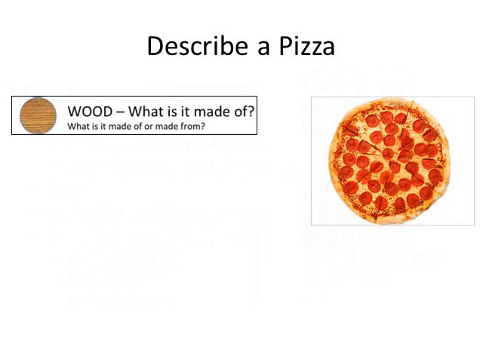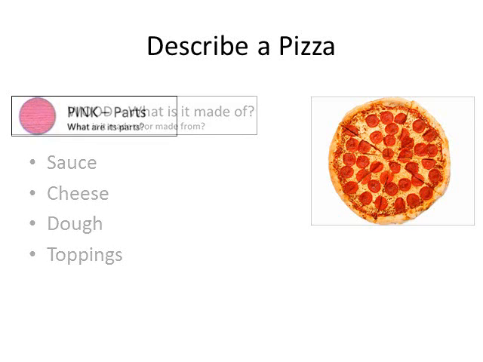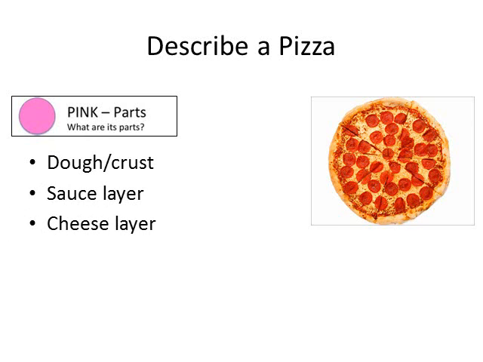To move on to the wood bead with our students, we would talk about what is the item we're describing made of. So here we would say, okay, class, what is pizza made of, or what's it made from? And from there, they could come up with these sorts of things: sauce, cheese, dough, and toppings. Similar to the wood bead because it goes into the parts. So if we're talking about a food, the parts are probably similar to what it's made of. And here again, so we'd say dough, crust, a sauce layer, and a cheese layer. But if we were talking about something a little bit different, say a car, we might be able to get the students to actually talk about the parts.